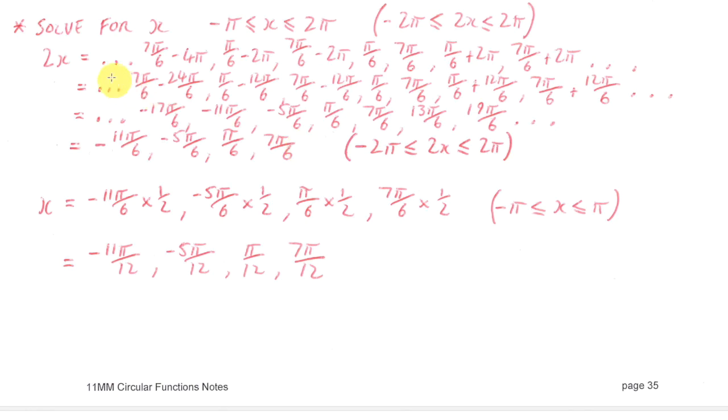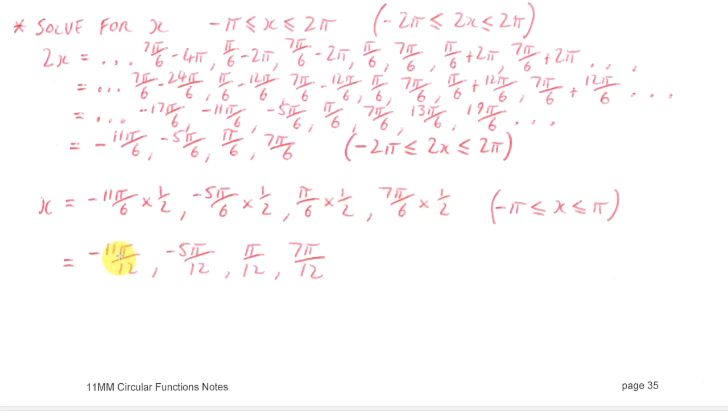And they are the solutions for 2x. We want it to be just x. So now what we need to do is strip it back to being just x on the left-hand side. So we need to divide everything by 2, or in other words, multiply everything by half. So you can see I'm doing that through here.